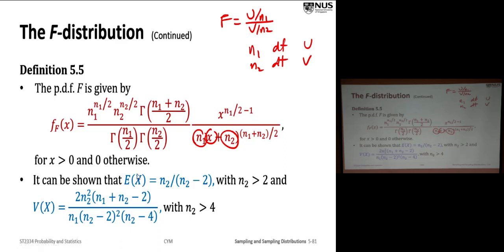So the F distribution is not a symmetric distribution. Because this is a chi-square and this is a chi-square, both chi-squares, the range of U is 0 to infinity and the range of V is from 0 to infinity. So you take the ratio of these two, adjusted by the degrees of freedom. Again, the range of this random variable F is from 0 to infinity, that is, for x bigger than 0.